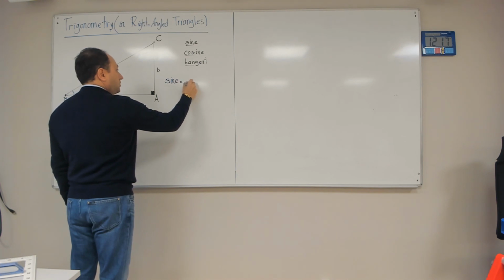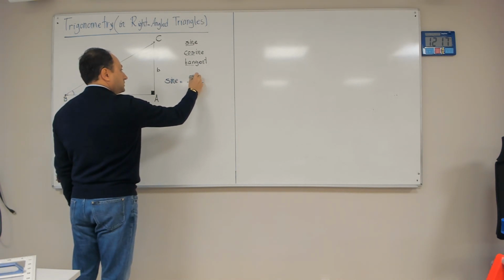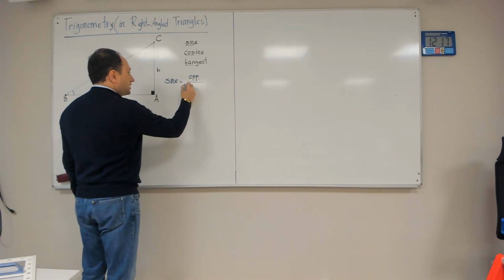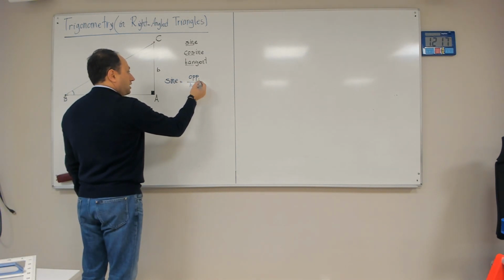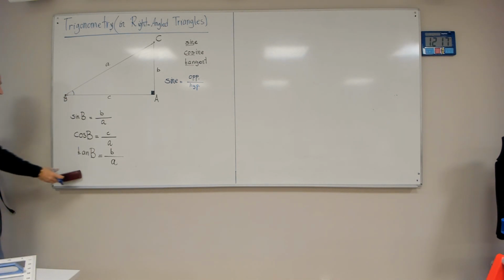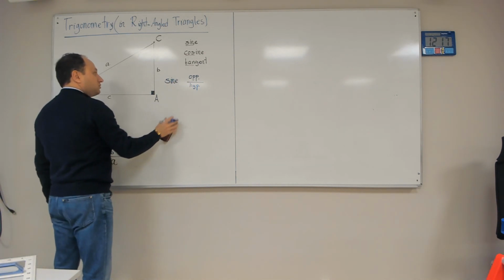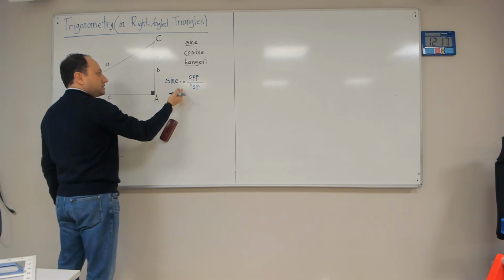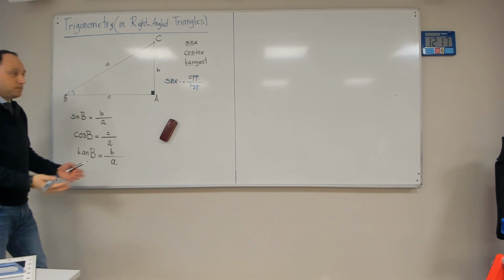Sine is equal to the opposite. Let me write it in this way: OPP for opposite, divided by the hypotenuse. Sine is equal is not a good word, so you need to write colon equals. It means that this is defined to be equal.